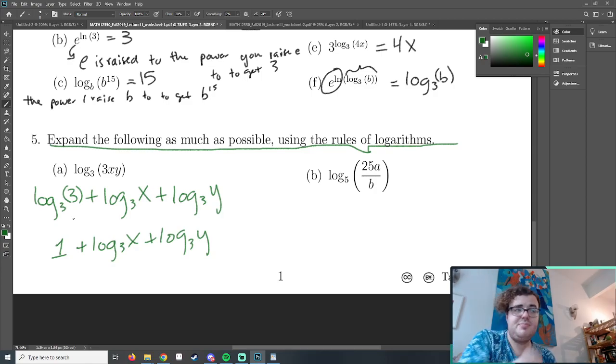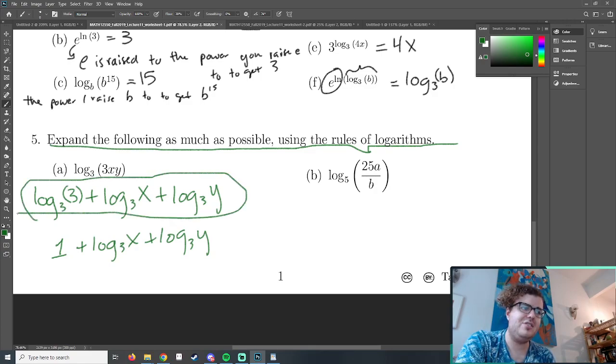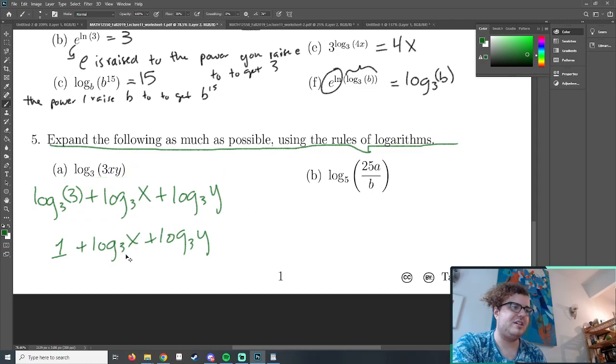Here I just used the product rule, right? I saw that these three things were being multiplied on the inside, and I'm like, well, that's the same as adding them as separate logarithms, right? And you can see, if you use the laws of logs to combine these, you're going to get what we started with here. So when they ask you to expand a logarithm, that's all they're asking you to do.